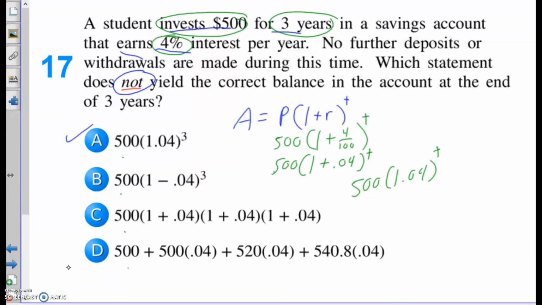Now notice that we did 1 plus something, so this 1 minus right there tells me this is probably my wrong answer, my false answer. But let me check the other choices again. You want to always check them all. Now, why is this true? This is a true statement here.